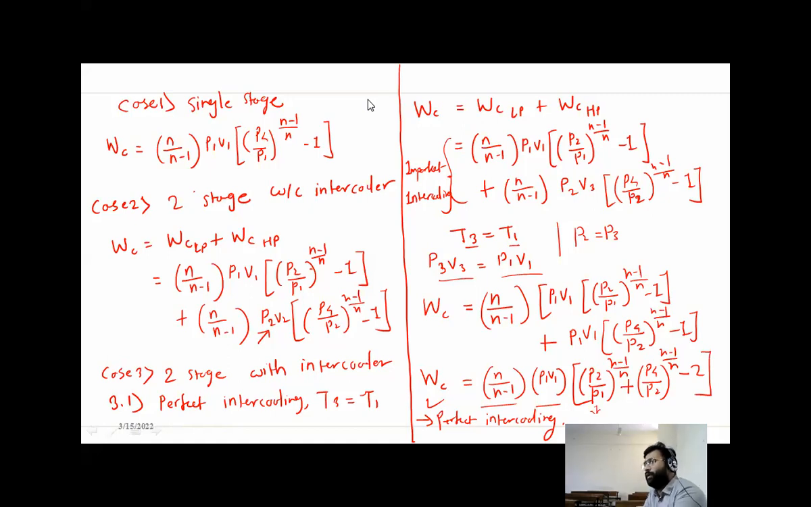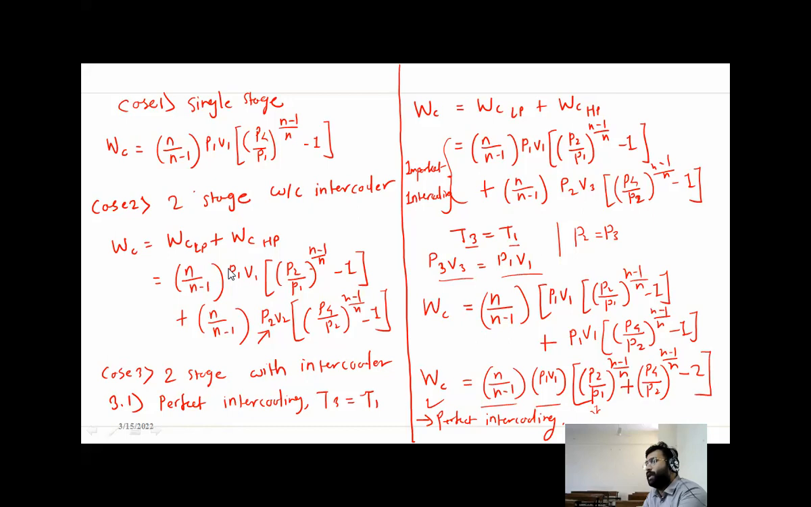Previously we were using P2 by P1 because P2 was the discharge pressure. Now in this case P4 is the discharge pressure, so that is the difference. This is the work required in single stage compression. Now if I go with 2 stage without intercooler, the compressor work will be equal to compressor work at low pressure plus compressor work at high pressure.